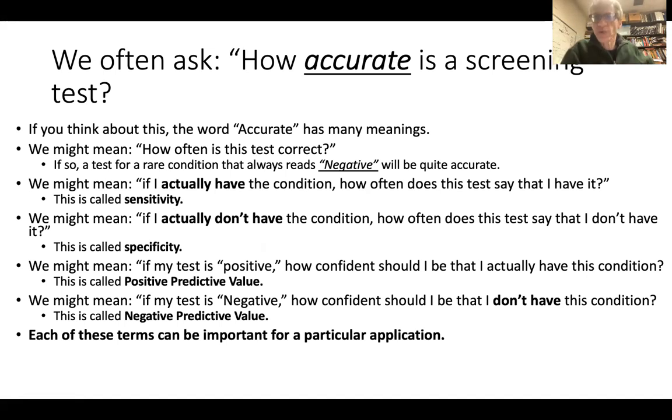We often ask, how accurate is a screening test? And if you think about it, this word accuracy is really not self-defining. It has many meanings. One thing we might mean is, how often is this test correct? If we're looking for a really rare condition, I've got a great test that's incredibly accurate. It just says you don't have it. It's always negative. If we have a condition that is only present among 1 in 10,000 people, my test that just says you don't have it is 99.99% accurate.